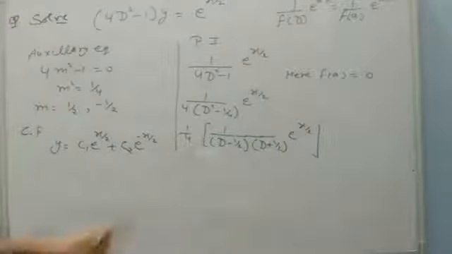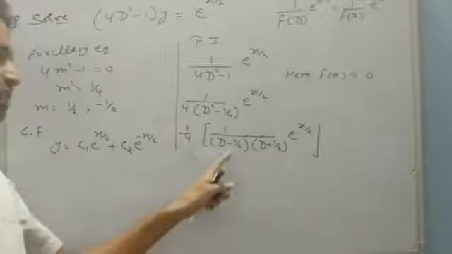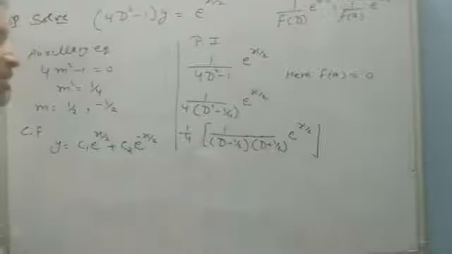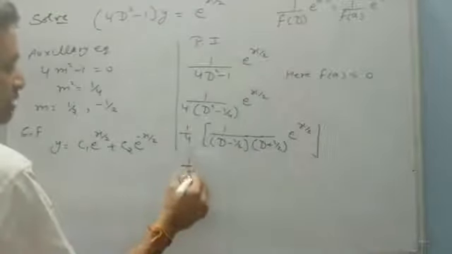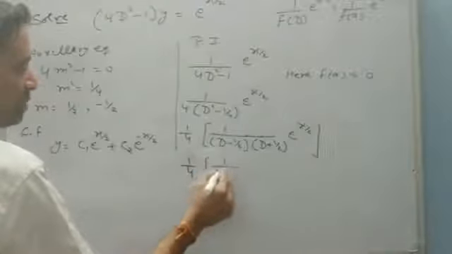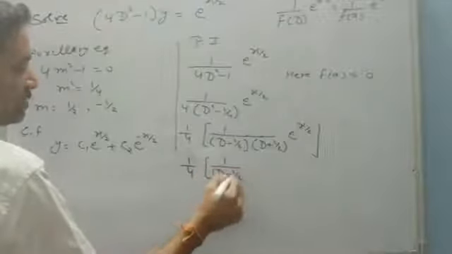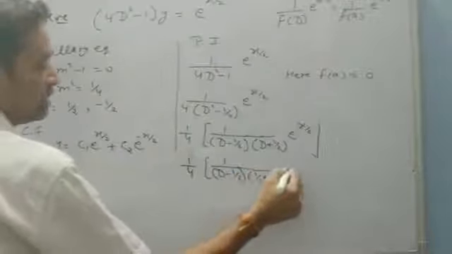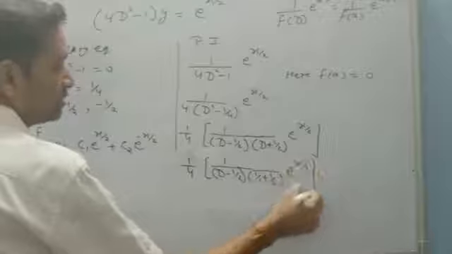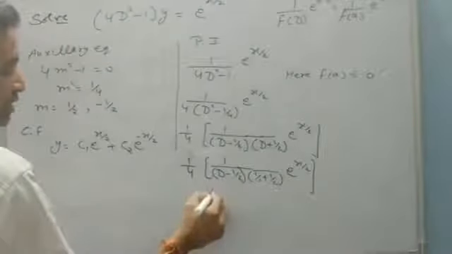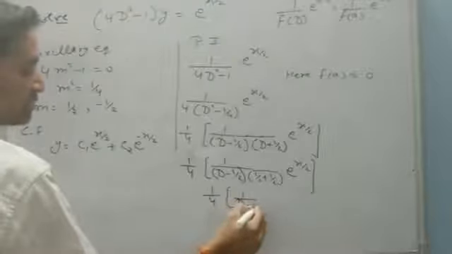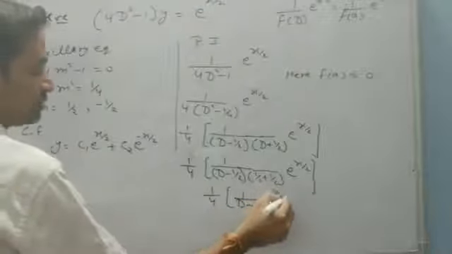I just factorized it by a square minus b square. Now if I applied 1 by 2 here, it will become 0, so I will not apply here. First of all I applied here only. Then I will get 1 by 4, 1 upon d minus 1 by 2 into 1 by 2 plus 1 by 2, e to the power x by 2. It will become 1. Now the equation just reduces to 1 upon d minus 1 by 2, e to the power x by 2.